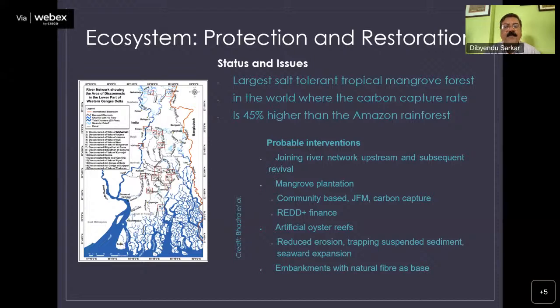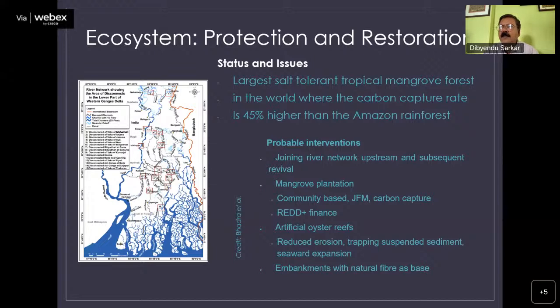And embankment with natural fiber as base. We are developing embankments, but those are really concrete embankments and all. We are not sure whether these will be able to withstand. And also, it's not possible to build concrete throughout the coastline. In certain areas you can, in certain areas you cannot, because it needs huge funding as well. So probably it would be better to think of the natural protection route. So that is also possible. Probably we need to consider that in association with some hardcore intervention in cement concrete.